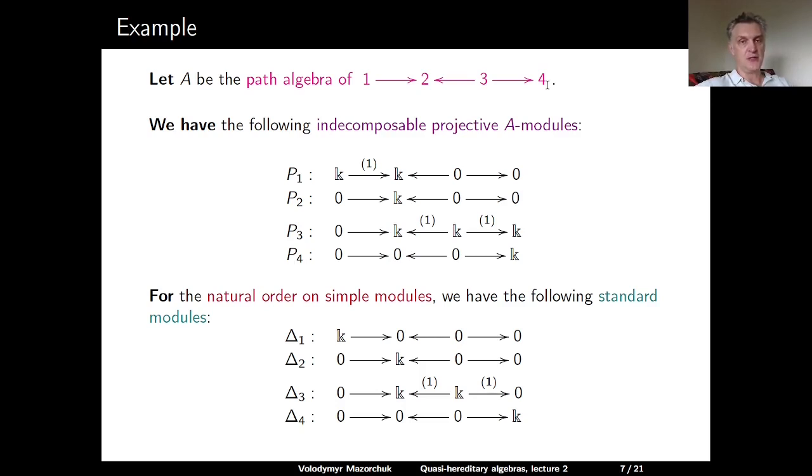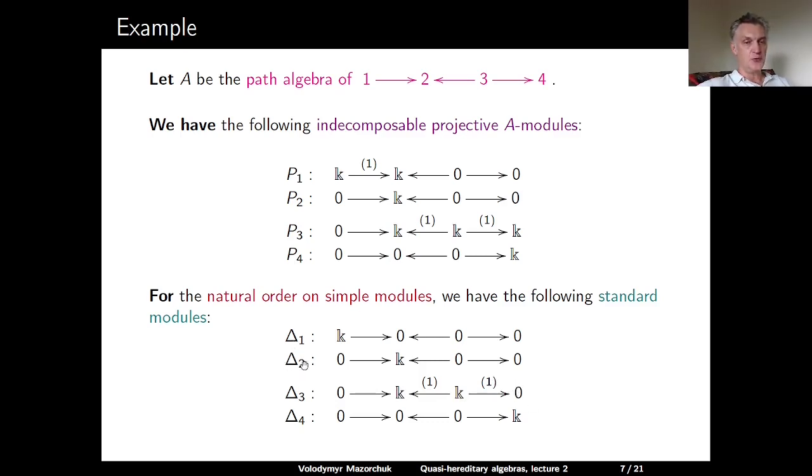So we fix the natural order, 1 smaller than 2, 2 smaller than 3, 3 smaller than 4. And then we have the following standard modules for this order. The standard module delta 4 is the same as P4. This we already computed on the previous slide. The standard module delta 3, we should take P3 and factor out the submodule generated by the trace of P4. So this kills this vertex, the fourth vertex. And now we have a module which is one-dimensional at the vertices 2 and 3 with the identity map between them. And then this map should be 0 because that's a 0 map.